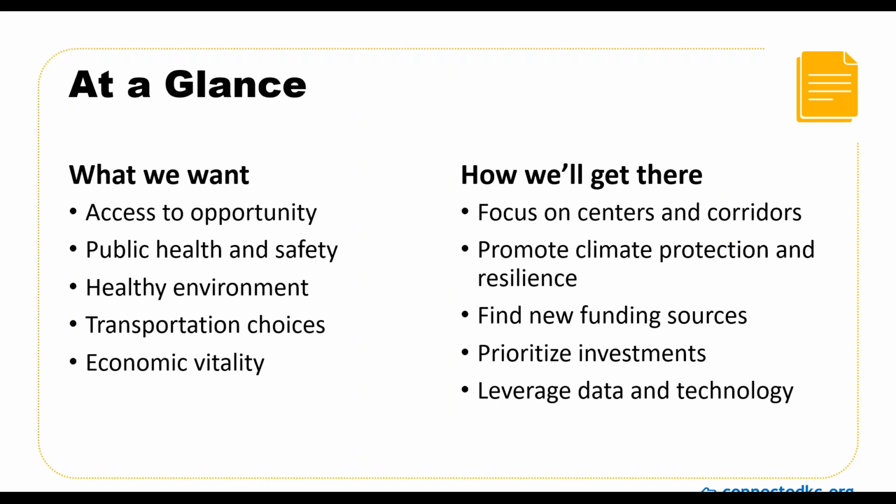It also provides some strategies about how we'll get there, including focusing on centers and corridors. That particular strategy is not necessarily new. The last update to our previous Metropolitan Transportation Plan placed a heavy emphasis on centers and corridors, and Connected KC 2050 continues that. We'll promote climate protection and resilience. We'll find new funding sources, which becomes more important seemingly by the day. We'll work hard to prioritize the investments so that we're impacting the most goal areas we can with our investments. And we'll also leverage data and technology in the region to make better informed choices and develop better projects.